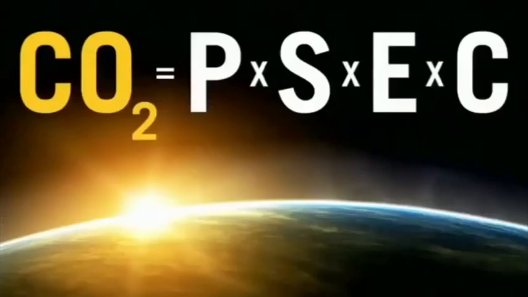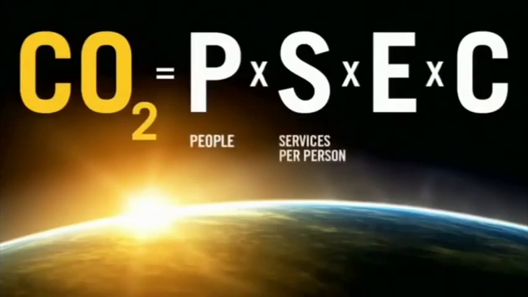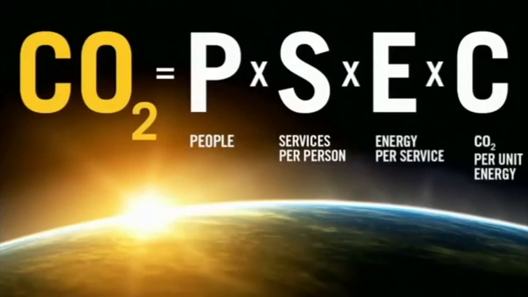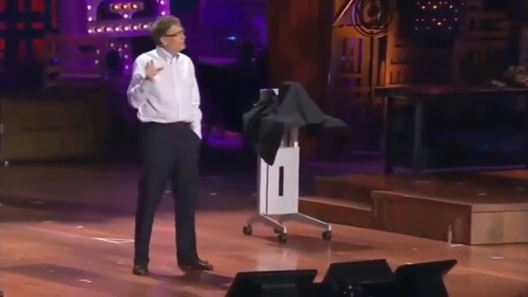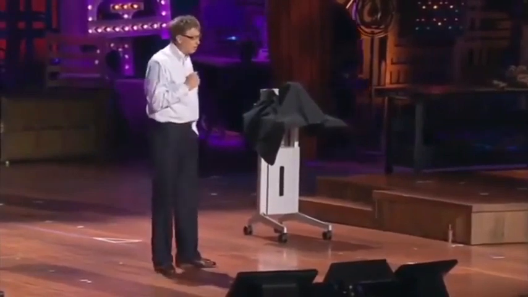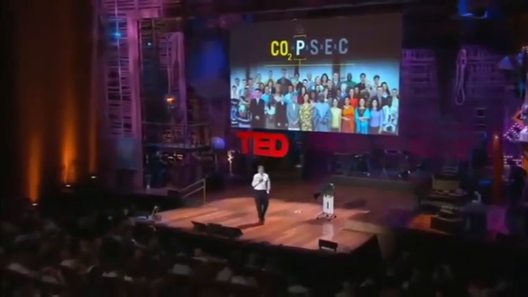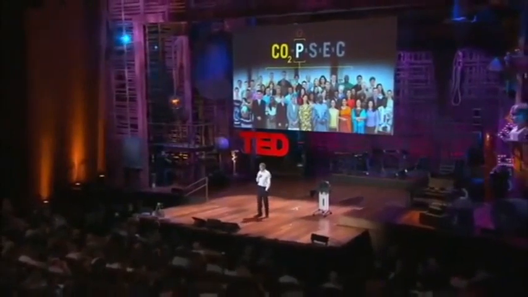This equation has four factors, a little bit of multiplication. So you've got a thing on the left, CO2, that you want to get to zero. And that's going to be based on the number of people, the services each person's using on average, the energy on average for each service, and the CO2 being put out per unit of energy. So let's look at each one of these and see how we can get this down to zero. Probably one of these numbers is going to have to get pretty near to zero. That's back from high school algebra. But let's take a look.